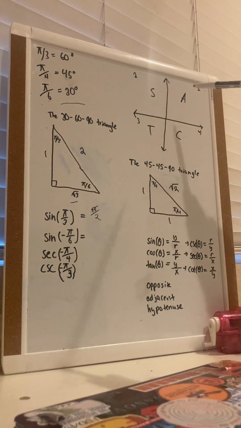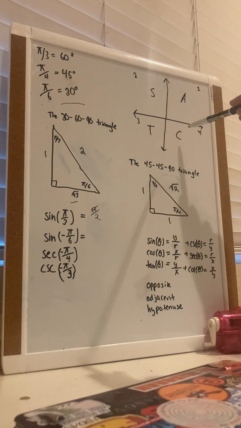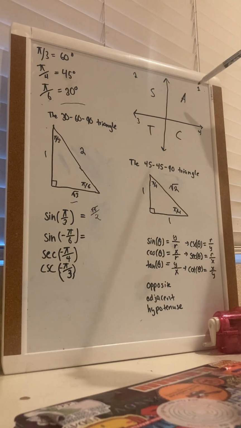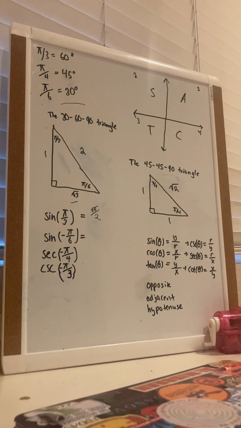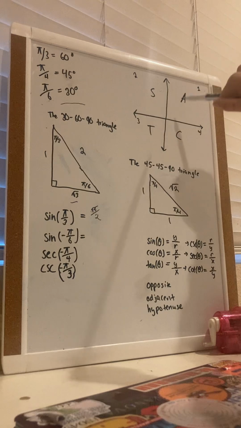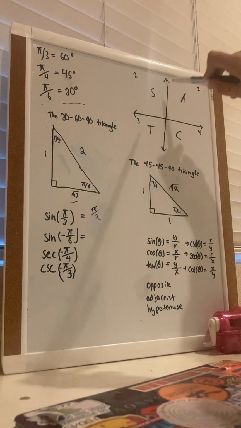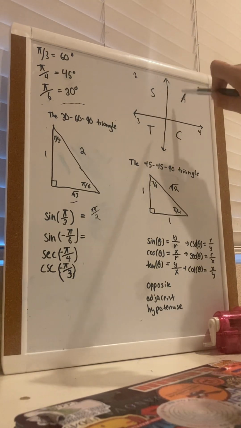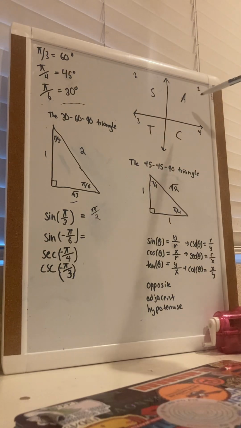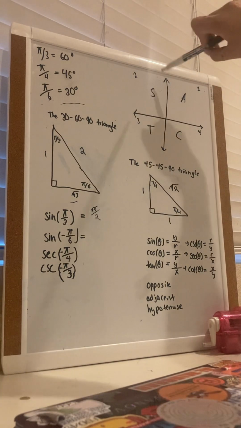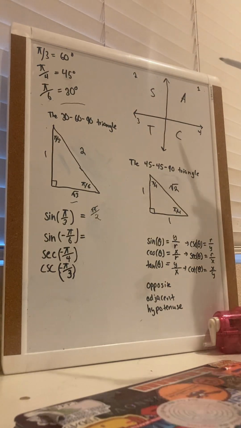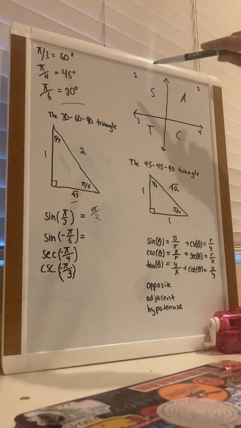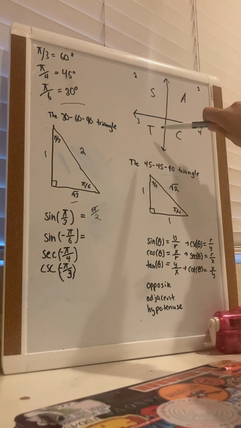Is it showing? Yeah. ASTC. Now you may be wondering what that means. It stands for All Students Take Calculus. Basically this is a way to remember the signs of each trig function in each quadrant. It tells you which trig functions are positive in their respective quadrant. In this one, A means all. In quadrant 2, S means the sine functions are positive, which means sine and cosecant, the reciprocal. And then this one here is tangent.